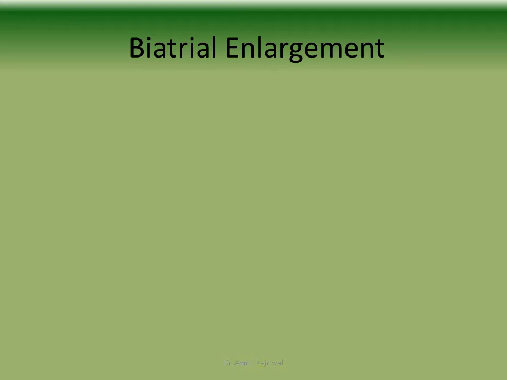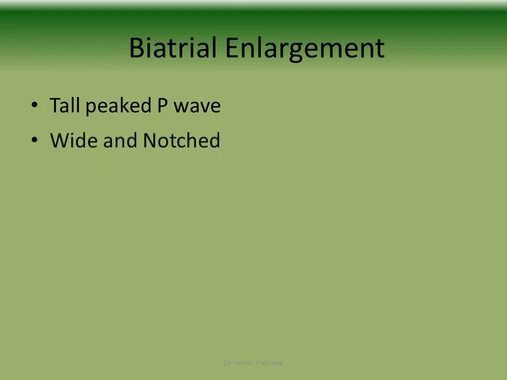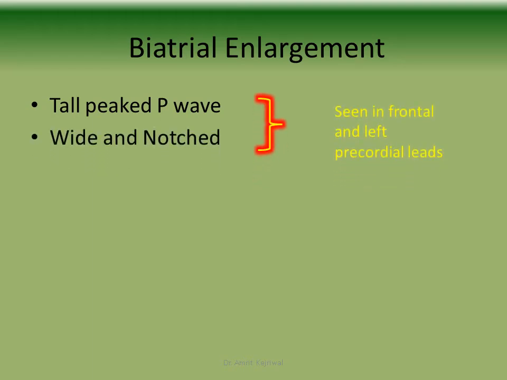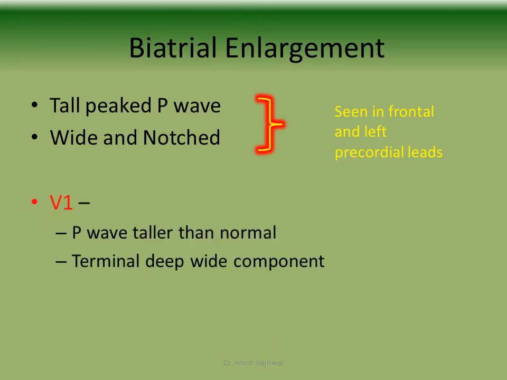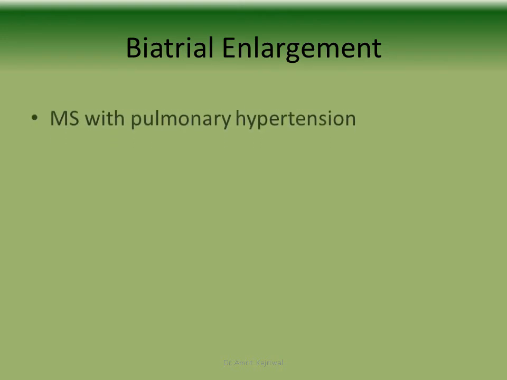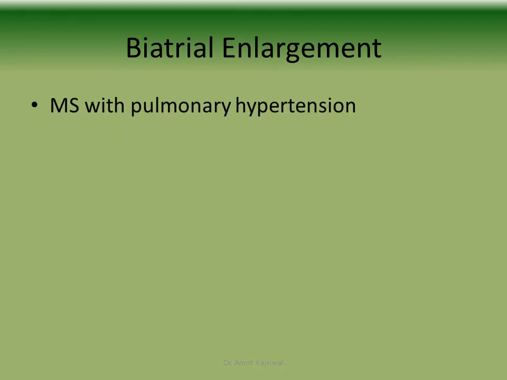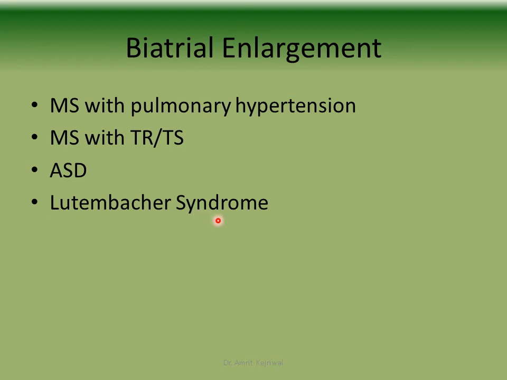Some patients present with biatrial enlargement, that is a tall peaked P wave, wide and notched, seen mainly in the frontal and left precordial leads. In V1, the P wave is taller than normal and there is a terminal deep wide component. Biatrial enlargement is seen in various conditions such as mitral stenosis with pulmonary hypertension, mitral stenosis with tricuspid regurgitation or tricuspid stenosis, atrial septal defects, and Lutembacher syndrome.